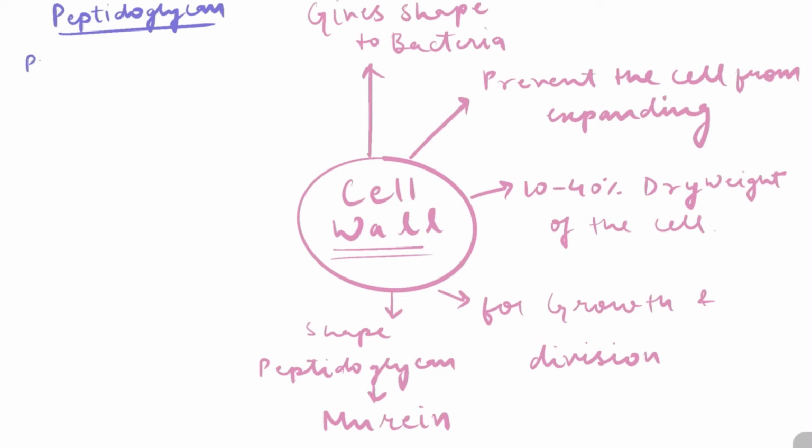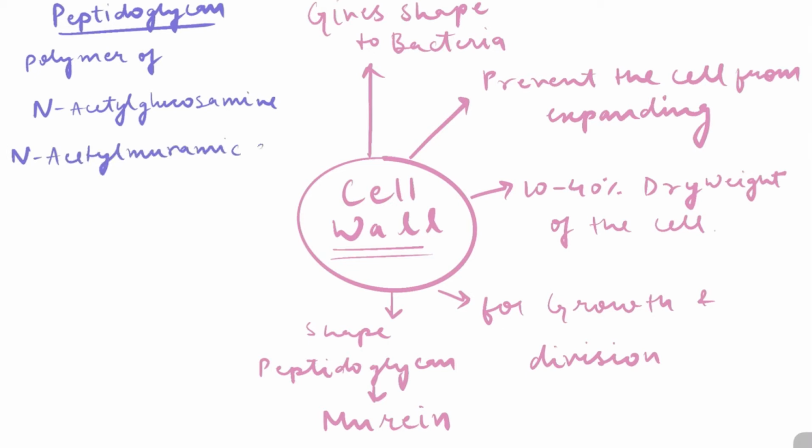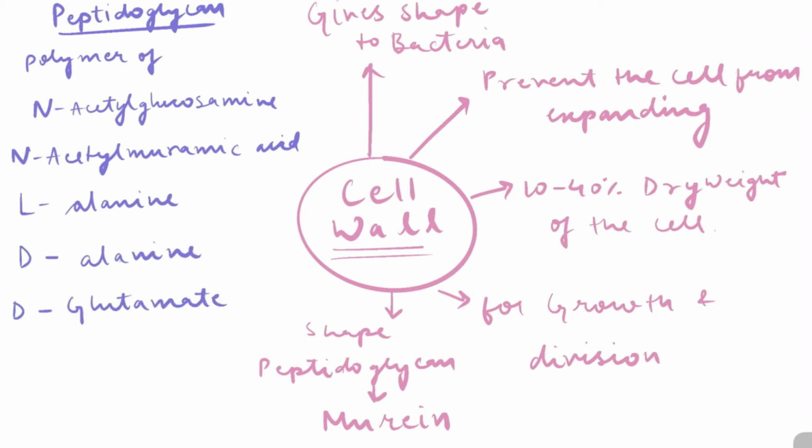Peptidoglycan. Peptidoglycan is the polymer of N-acetylglucosamine, N-acetylmuramic acid, L-alanine, D-alanine, D-glutamate, and diamino acid.